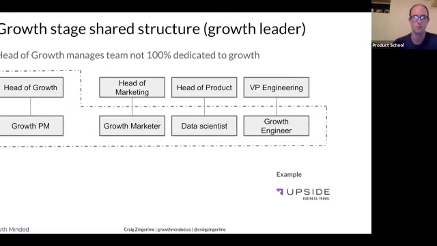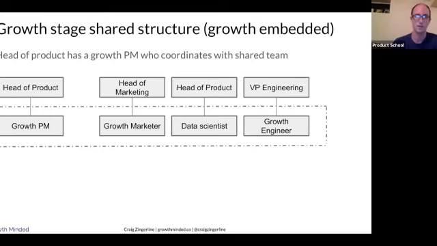For slightly larger companies, both established companies as well as growth stage companies, you may have a structure where the team is still shared across the organization. So you don't have dedicated engineers and marketing people necessarily, or data scientists, but the head of growth, along with a growth product manager, will wrap their arms around this whole thing and own all of the aspects of growth, but they won't have a fully dedicated team.